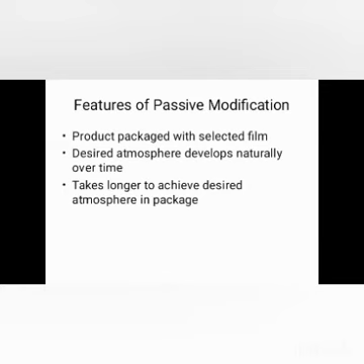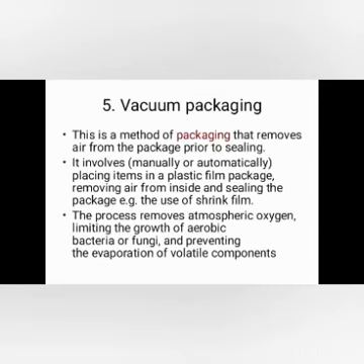Now, another method of physical preservation of food is vacuum packaging. Vacuum packaging removes air from the package prior to sealing. This method involves manually or automatically removing the air from the package, placing items in a plastic film package, and then removing air from the inside and sealing the package.